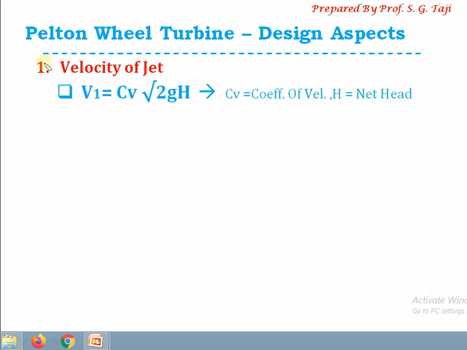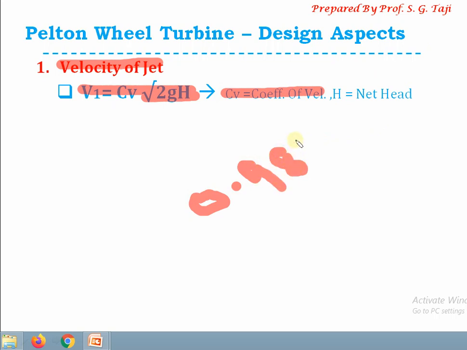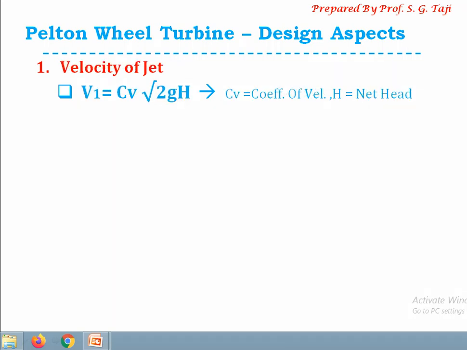The first design aspect is the velocity of jet, which can be calculated by using the equation V1 is equal to Cv under root of twice of gH, where Cv is the coefficient of velocity, and the value of the coefficient of velocity ranges in between 0.98 to 0.99, and where H is the net head.